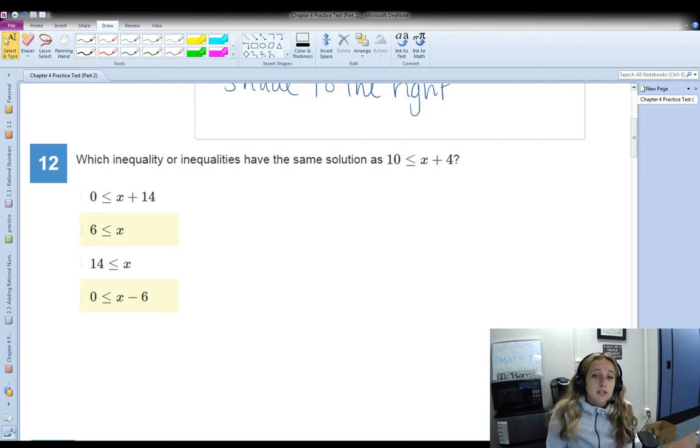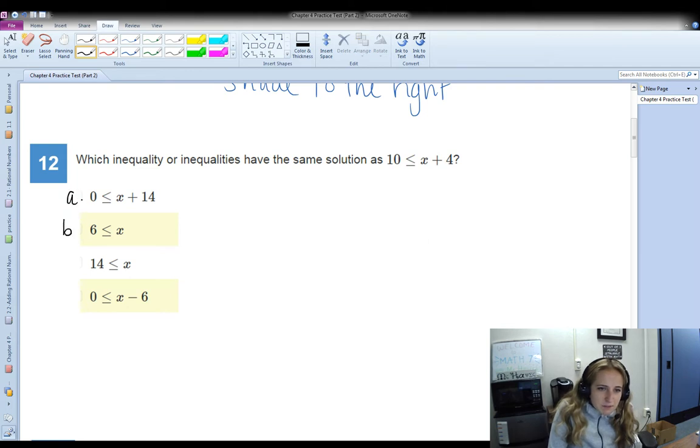Okay, let's scroll down to 12. Which inequality or inequalities have the same solution as 10 is less than or equal to x plus 4? I suggest, hint, that you solve for each of these and then see which ones are the same. All right, ready, set, go. Oh, and wait. This is going to be A, this is going to be B, this is going to be C, this is going to be D. Okay?